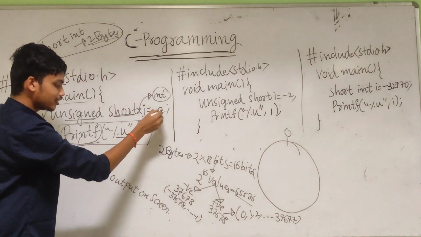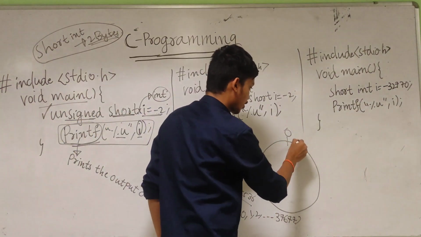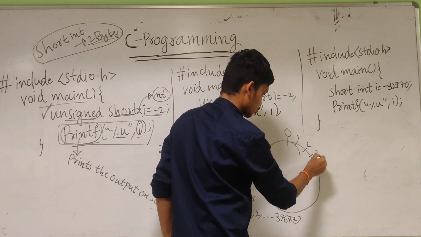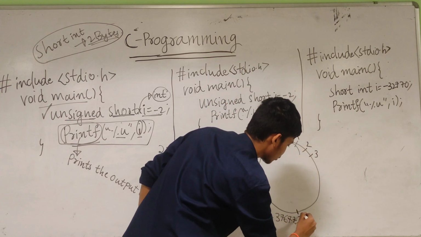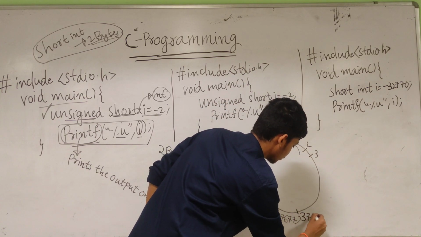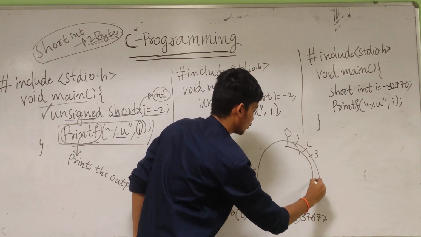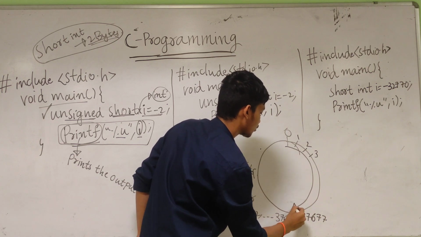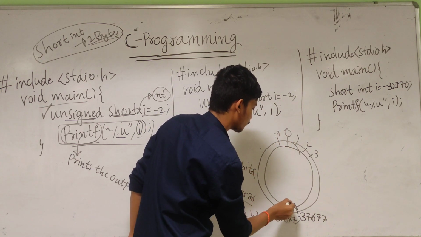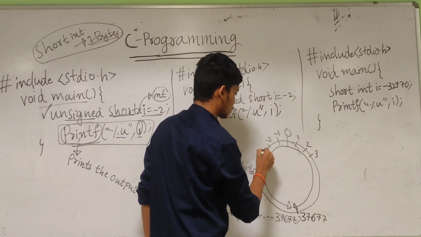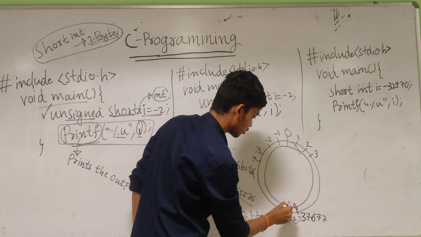So is this minus 2 in the range of this? I am writing the range here, you can understand 0, 1, 2, 3. Like that you will go up till this point, 37677. You need to go in this manner up till here. And negative values will be ranged like this: minus 1, minus 2, minus 3, minus 4 and so on.